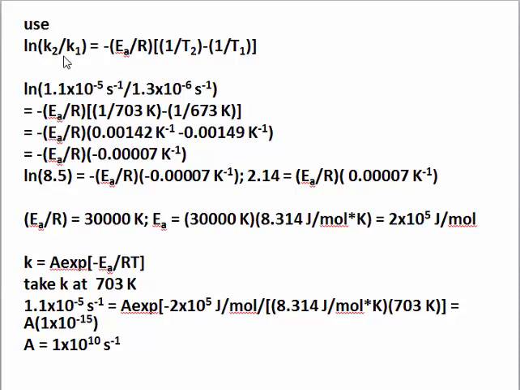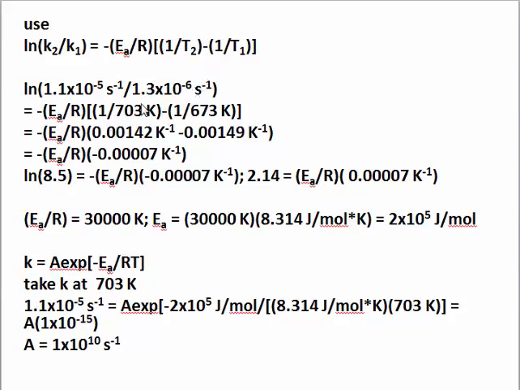If we use the expression on the previous slide, the left-hand side is the ratio of the rate constants we're provided. Note that the units will cancel. And on the right-hand side, we have the negative of the activation energy divided by the gas constant times the difference of the reciprocal temperatures in the brackets. And we've noted before that this quantity in brackets will be a negative number.